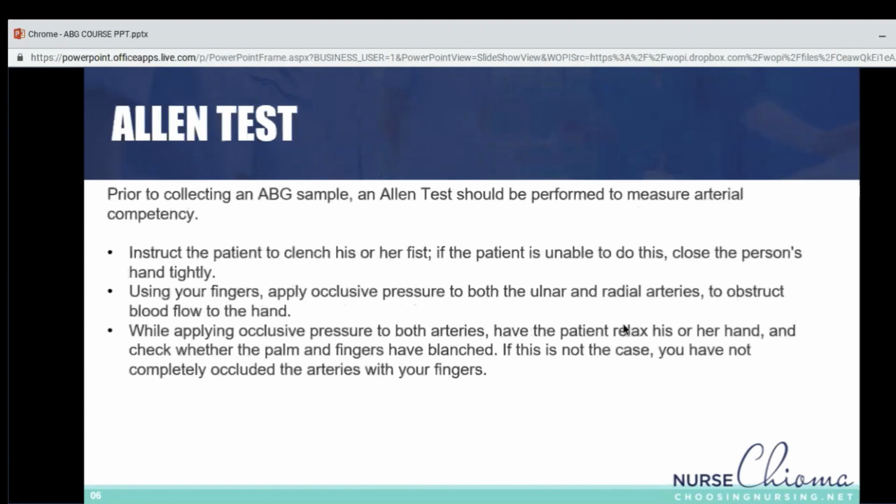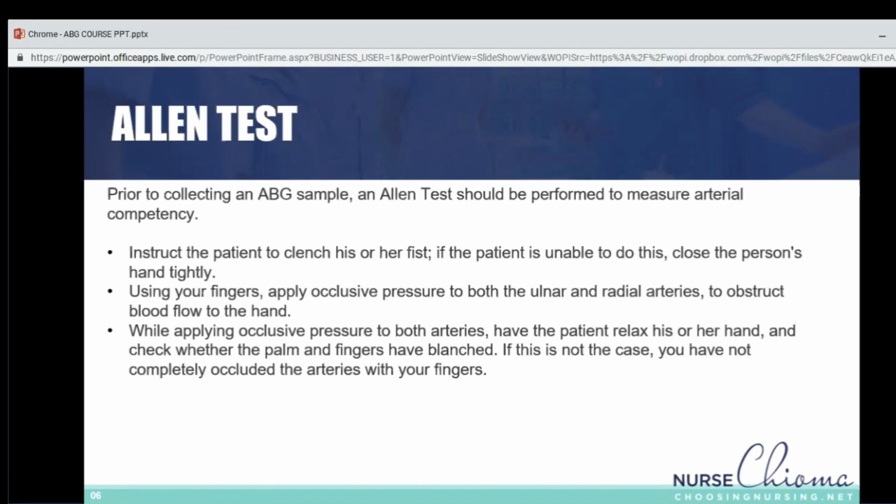All right, so one of the things that we do before we collect an ABG sample, and although what I'll say about the NCLEX, for those that are taking your NCLEX exam, although you don't physically collect the ABG sample, you do need to know the procedure involved. All right, that is definitely on the test. And there's something called the Allen test.